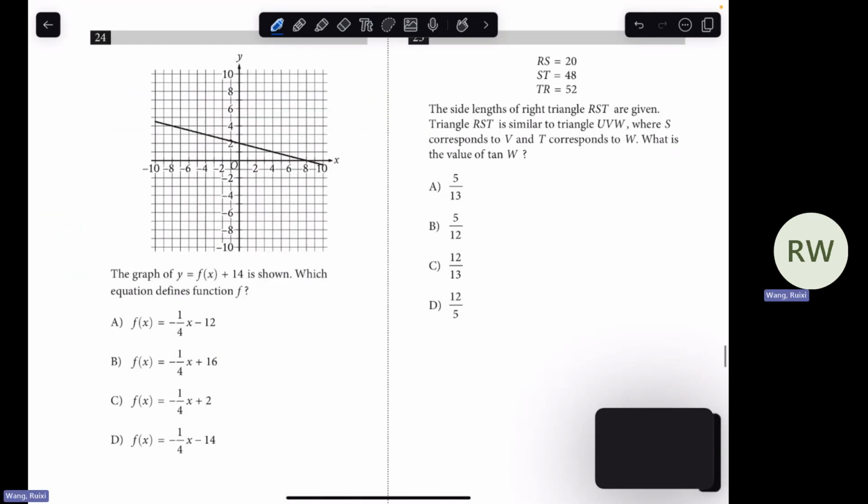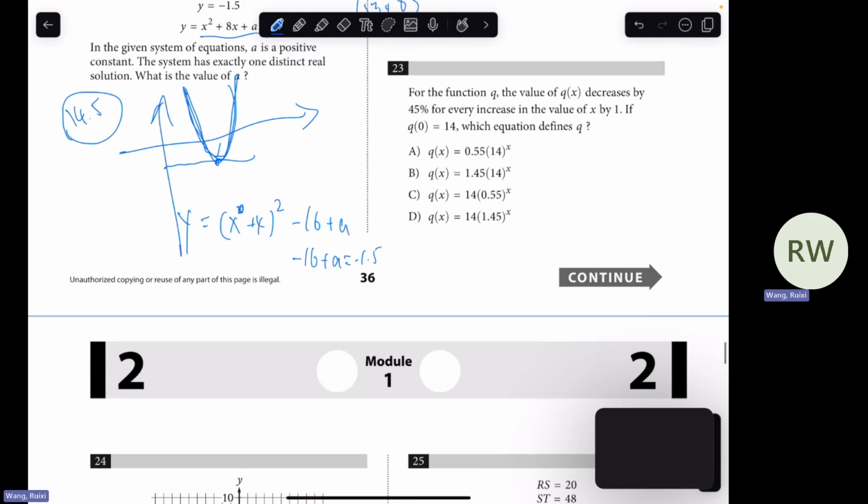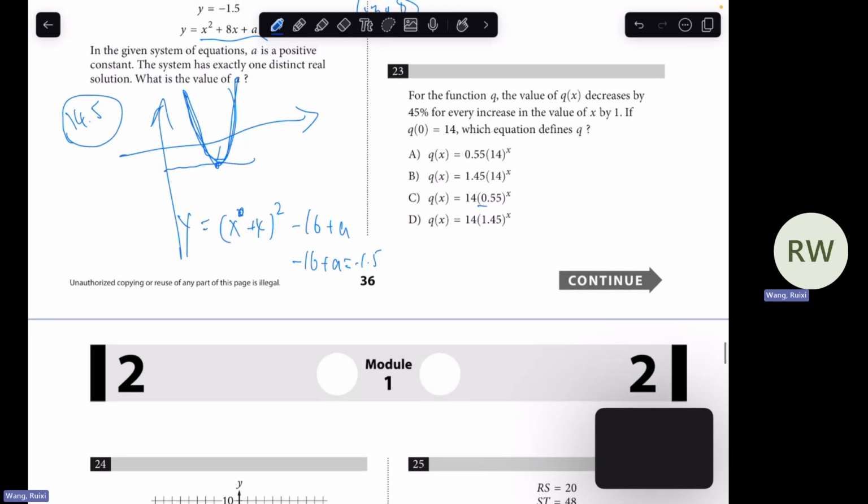Okay. Another trick question is asked. So the function Q, the value of Q decreases by 45% for every increase in the value of x by 1. Well, it decreased by 45%, which means it's multiplied by 0.55, right? So the answer is C.